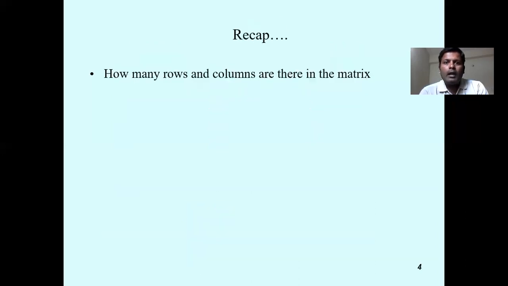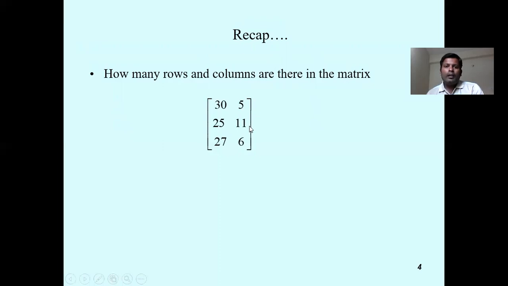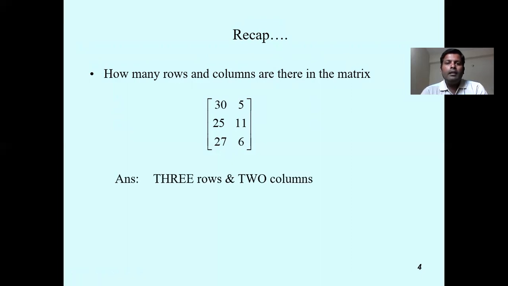How many rows and columns are there in the matrix? Here you observe 30, 5 is the first row, 25, 11 is the second row, 27, 6 is the third row. 30, 25, 27 is the first column, and 5, 11, 6 is the second column. Here there are 3 rows and 2 columns.